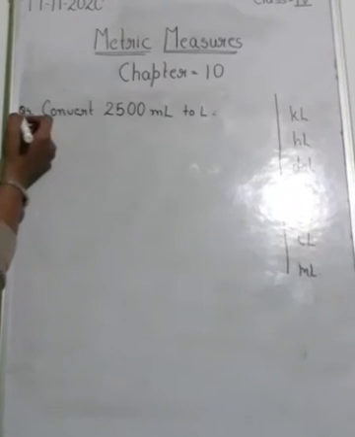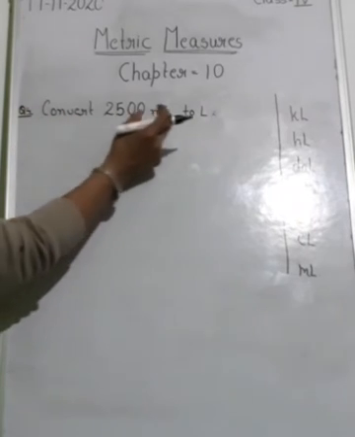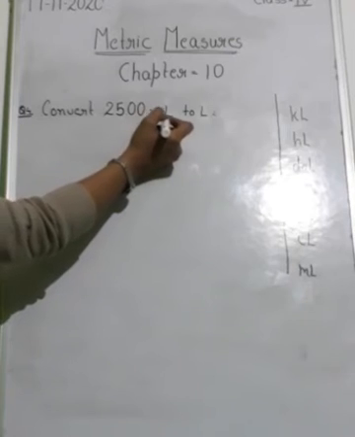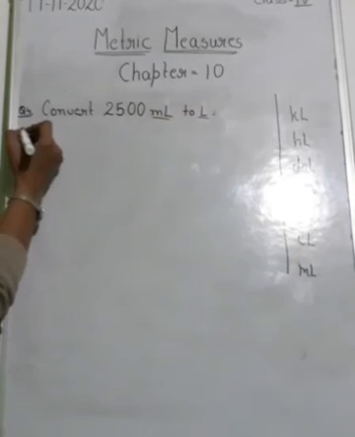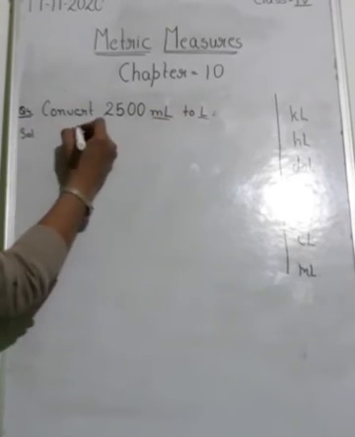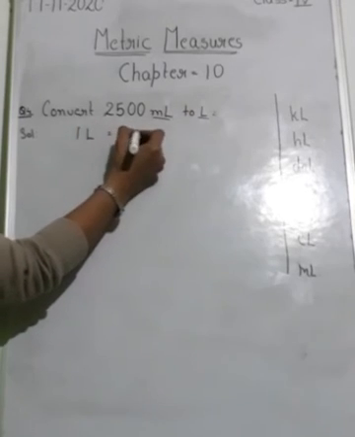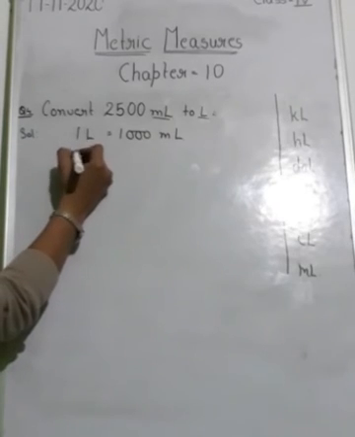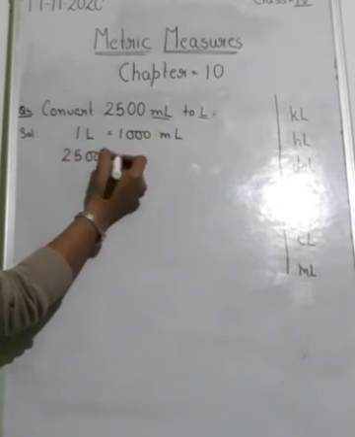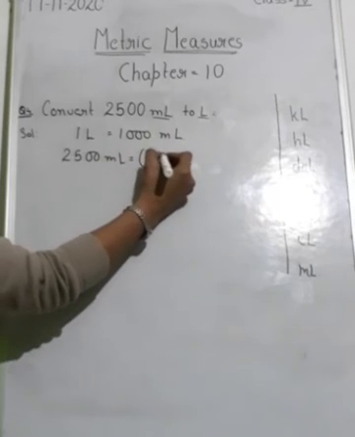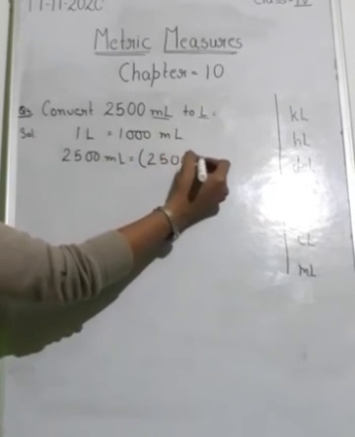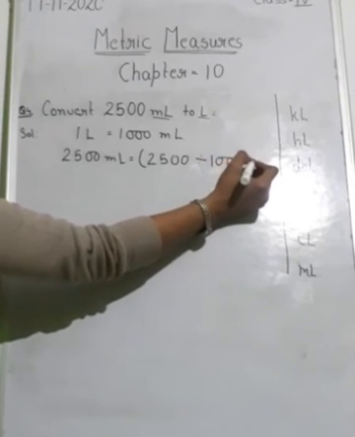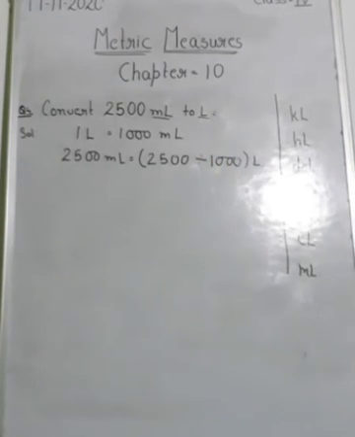Clear? So student, this is your question number 4, and in this also we have to convert this 2500 milliliter to liter. It means we have to convert a smaller unit into a bigger one. Okay. So for this, first of all, you will write that 1 liter is equals to 1000 milliliter. Okay. So you will write 2500 milliliter is equals to (2500 divided by 1000) liter. Clear?